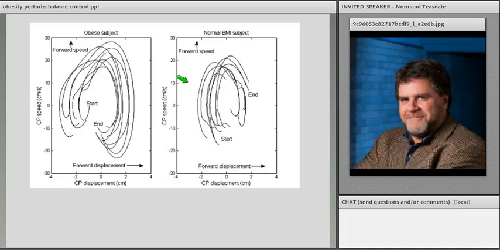I have basically the CP displacement as a function of the CP speed for an obese subject and for a normal BMI subject. Each trace is a single trial, from a representative obese subject and a representative normal BMI subject. What we see when the subject points to the target, this is the start of the response, is a backward movement of the center of foot pressure with a negative speed, followed by a positive speed when the subject moves forward, and this part here is the deceleration part of the movement, and this is where we see a major difference between the obese and the normal BMI subjects.